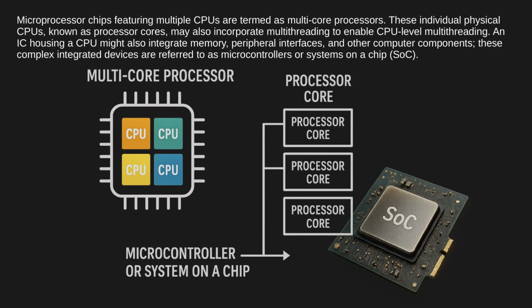These individual physical CPUs, known as processor cores, may also incorporate multithreading to enable CPU-level multithreading. An IC housing a CPU might also integrate memory, peripheral interfaces, and other computer components. These complex integrated devices are referred to as microcontrollers or systems on a chip, SoC.